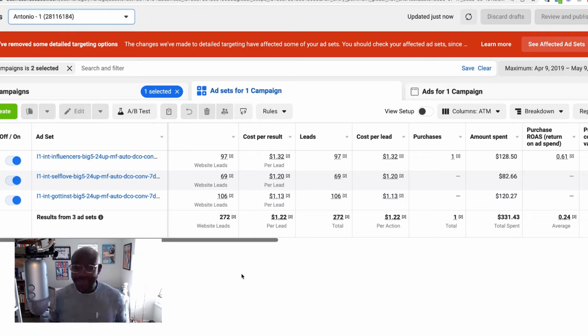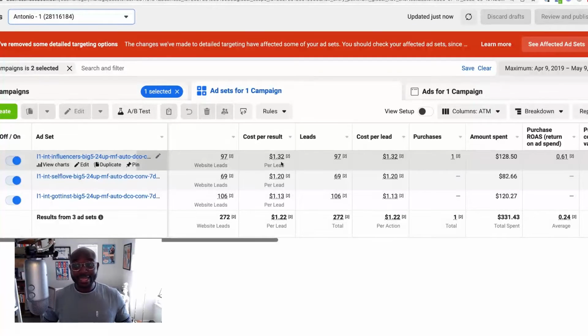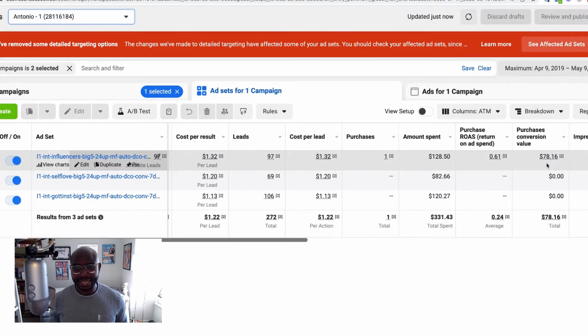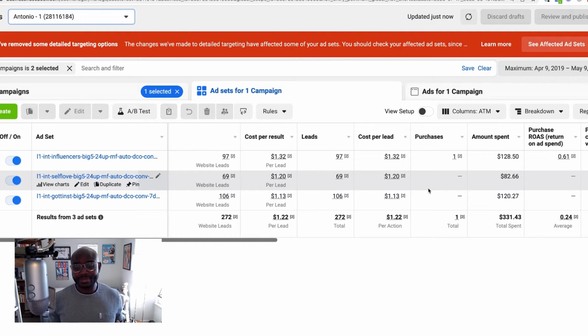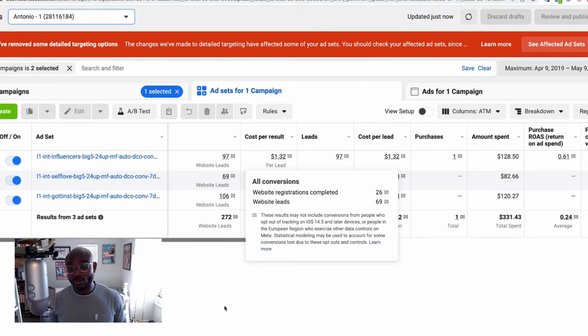So let's say for this example, my KPI, the amount I'm willing to spend on a lead, is $1.50. So in this case, at the ad set level, I am reaching my KPI. I'm getting $1.13 leads here, $1.20 leads here, $1.32 leads here. That's what's important to me: lead costs. Yes, I got a purchase here of a product that was $78.16, but that's not the objective of this particular campaign. The objective of this campaign is to get leads, and I'm getting that result at my KPI, which is $1.50.